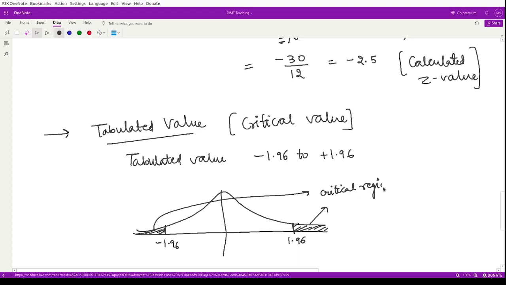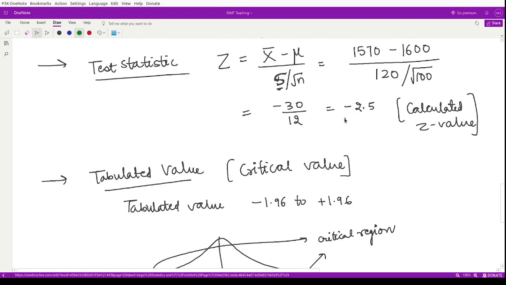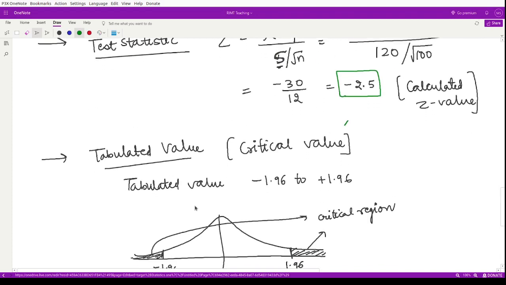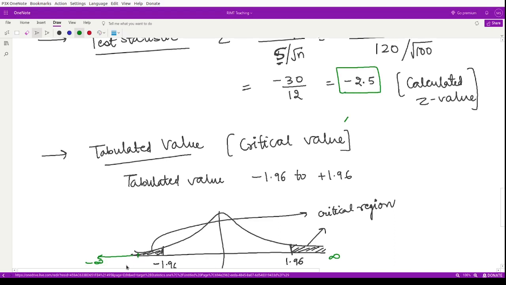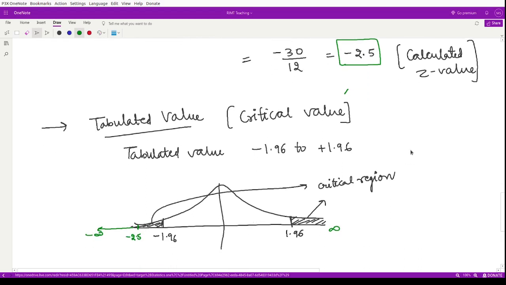Now you have to check the calculated value. If you see, your calculated value is minus 2.5. So you have to see where this minus 2.5 would lie. Because this is the number line, this side would be infinity and this side on the left-hand side would be minus infinity. So your value would lie somewhere here, minus 2.5. So obviously this value lies in the region of rejection.